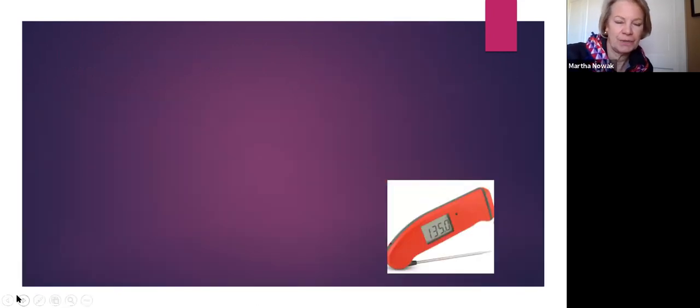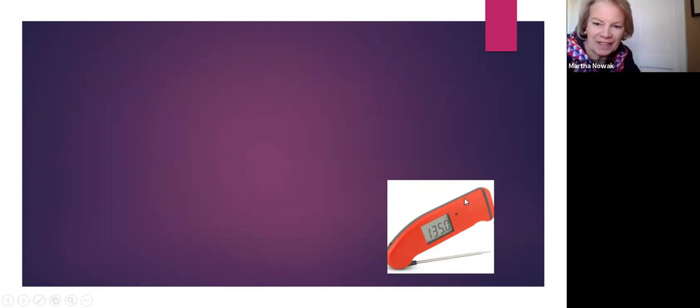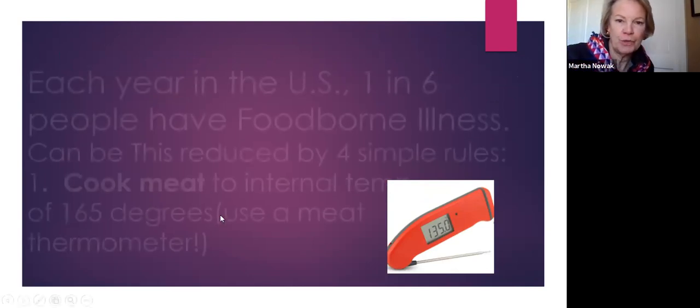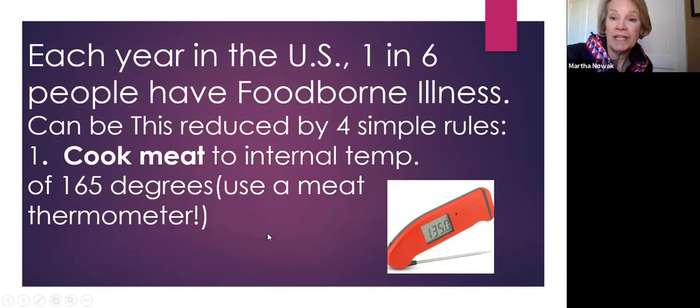All right, let's go to the next one. All right, we're going to spend just a little bit of time on foodborne illness. So 1 in 6 people will be affected by foodborne illness in the US every year. This can be reduced by 4 simple rules.